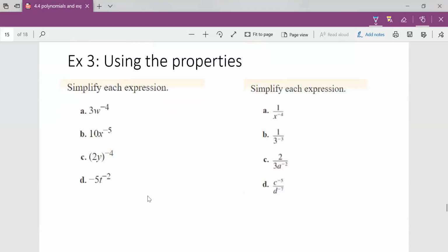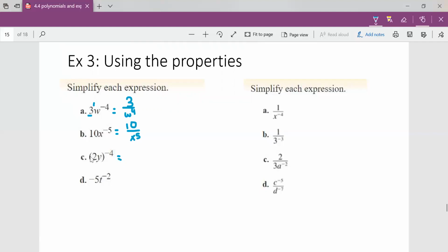All right, so let's try these examples. So this one, note, this 3 has an exponent of positive 1. So that is not going to change. So that's going to stay on the top. And this w to the negative 4 is going to come on the denominator as a positive. Okay, try the next one. This 10 is a positive, so it's going to come here over x to the positive 5 to make that negative to a positive.